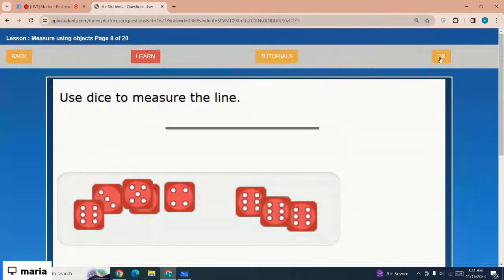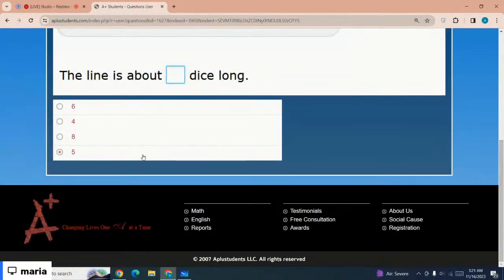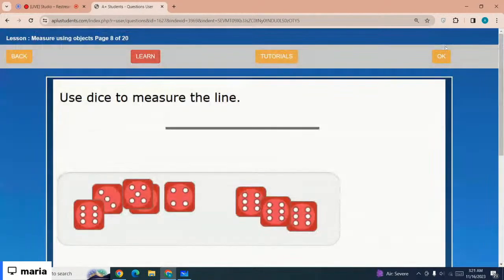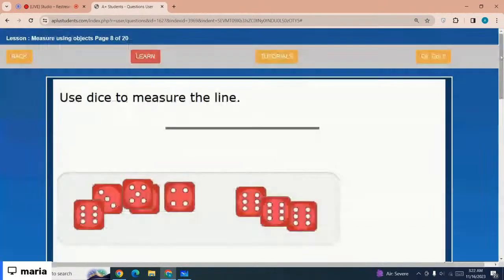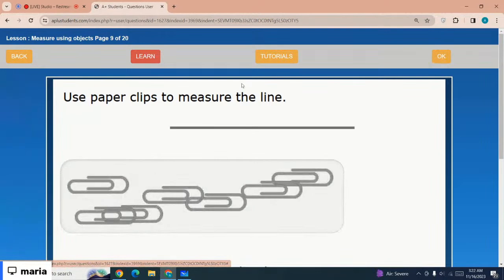Use the dice to measure the line, which is the correct option. I think that would be 6 dice long. Okay, that would be 5 dice long. You can't find the exact answer, right? Okay, you can complete the lesson by yourself later today. Let's just move on to the next lesson.